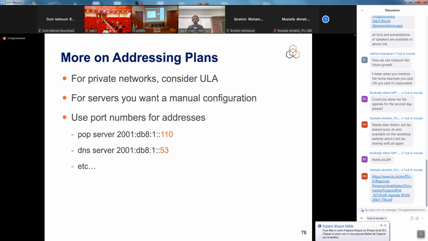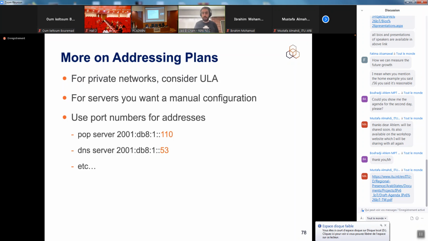More on addressing plans. For private networks, again, these are networks that are not supposed to be connected to the internet. They are not supposed to reach the internet, okay? Consider using ULAs. Remember, the ULAs are the unique local addresses. These are like the private addresses in IPv4. So keep this in mind.